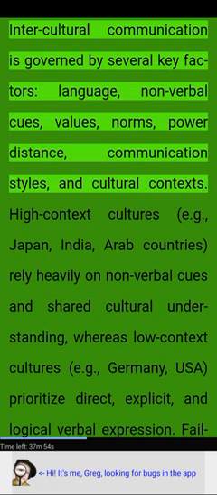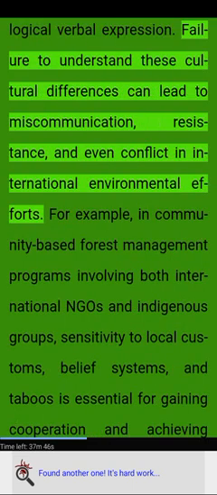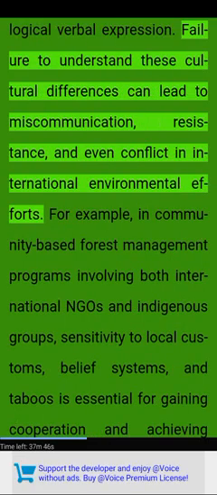Intercultural communication is governed by several key factors: language, nonverbal cues, values, norms, power distance, communication styles, and cultural contexts. High-context cultures, e.g., Japan, India, Arab countries, rely heavily on nonverbal cues and shared cultural understanding, whereas low-context cultures, e.g., Germany, USA, prioritize direct, explicit, and logical verbal expression. Failure to understand these cultural differences can lead to miscommunication, resistance, and even conflict in international environmental efforts.